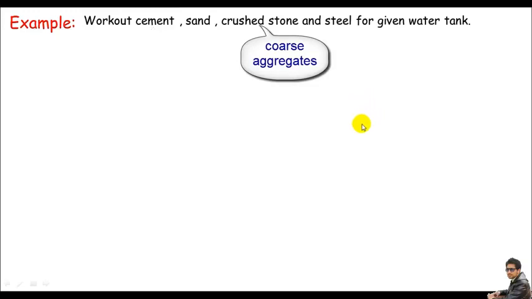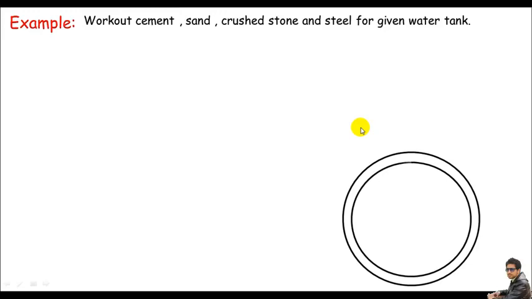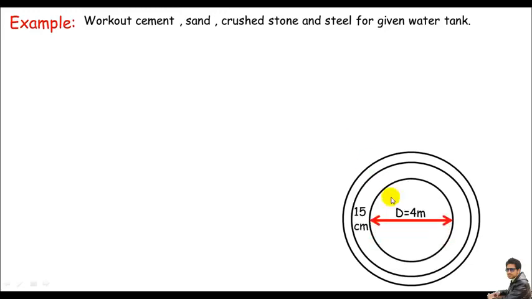Where is the water tank? Let me draw it. Say this is a plan. The diameter is 4 meter, and this upside is 15 centimeter, and the last upside is 10 centimeter. How will it be in section?